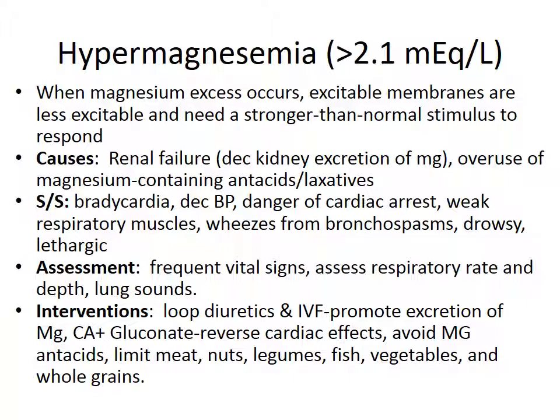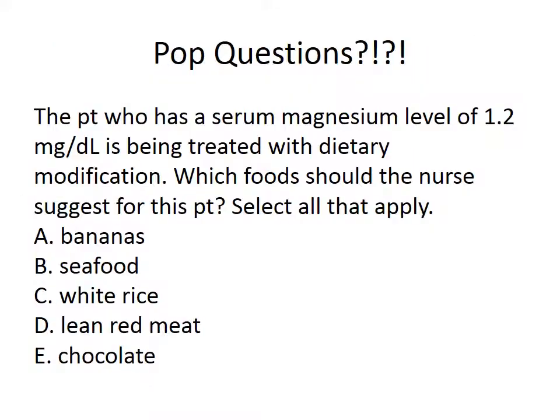Assessment includes frequent vital signs, and assessing respiratory rate and depth, and lung sounds. Interventions include loop diuretics and IV fluid, which promote excretion of magnesium, calcium gluconate, which reverses the cardiac effects, and avoiding magnesium antacids. Limit meat, nuts, legumes, fish, vegetables, and whole grains in this case.